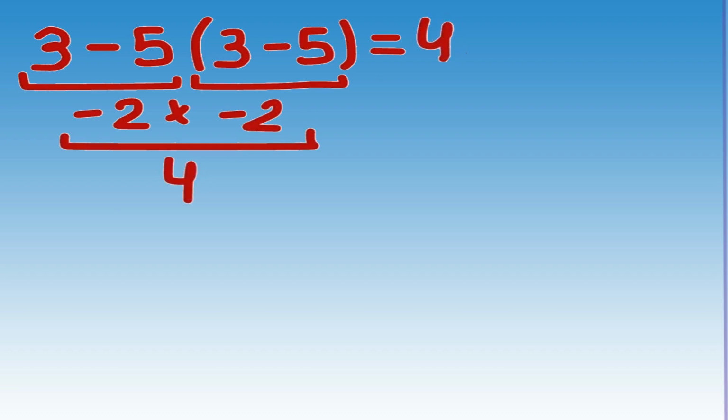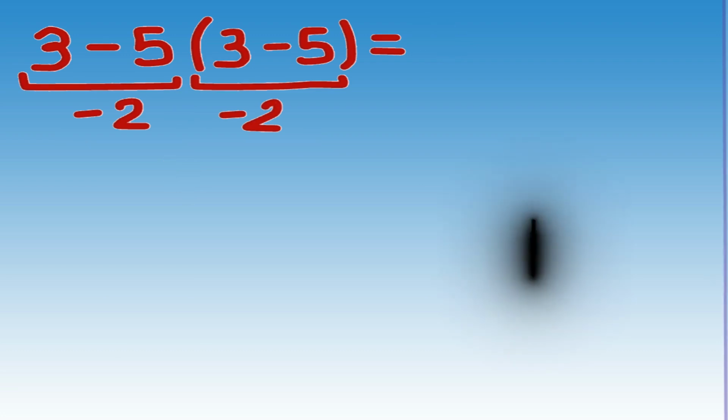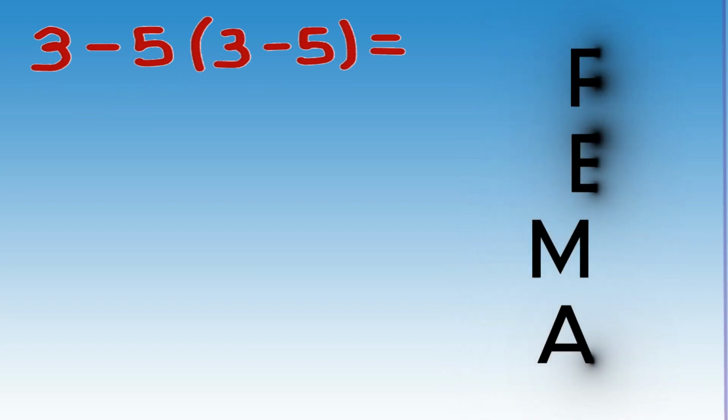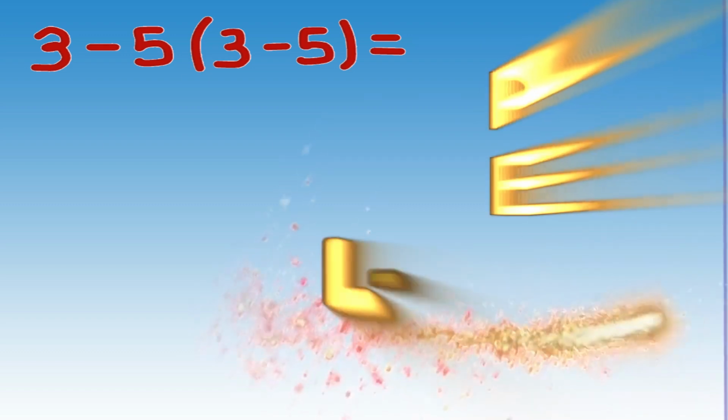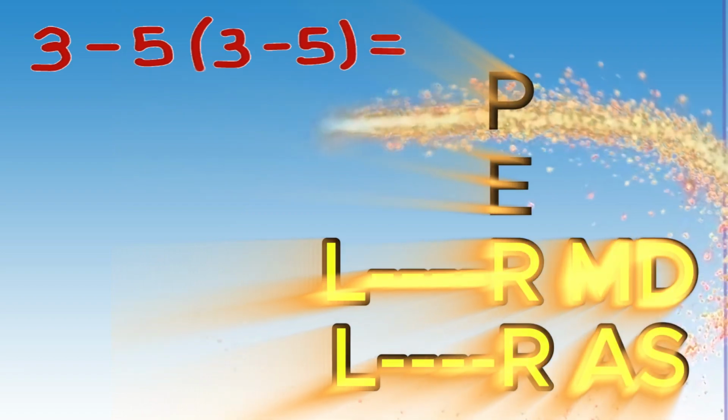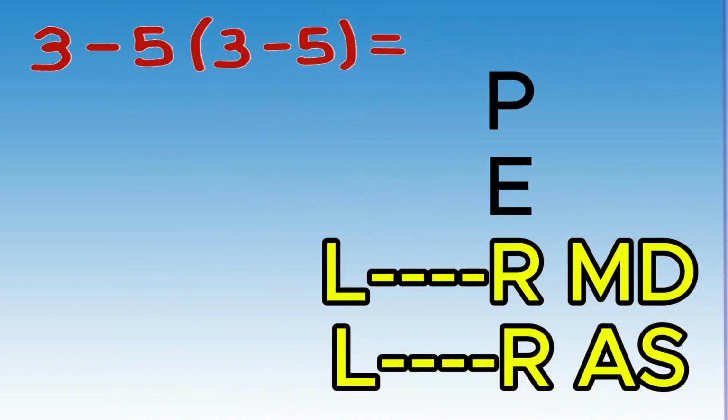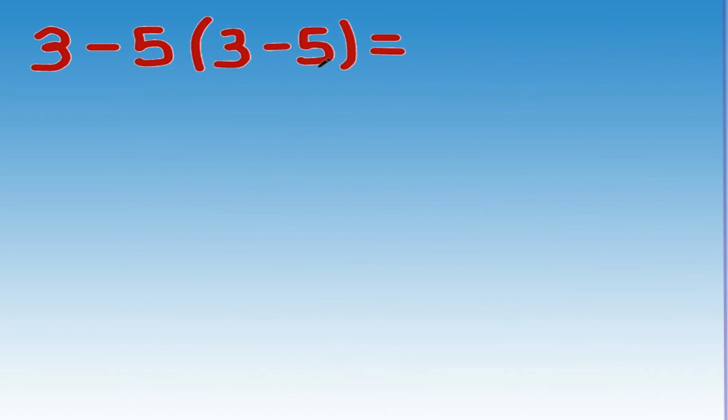And this solution is completely wrong according to PEMDAS, or order of operations, which says that we need to do parentheses first, then exponents, then multiplications or divisions with the same priority, and then additions and subtractions, again with the same priority. And when we say the same priority, we need to work from left to right. So now let's solve it in a correct way.